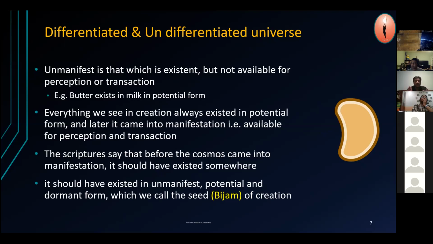That's all. The scriptures tell that before the cosmos came into manifestation, it should have existed somewhere. And we call it the form of a bijam, seed, or unmanifested potential. This is the undifferentiated universe. So the differentiated universe comes from the undifferentiated universe.